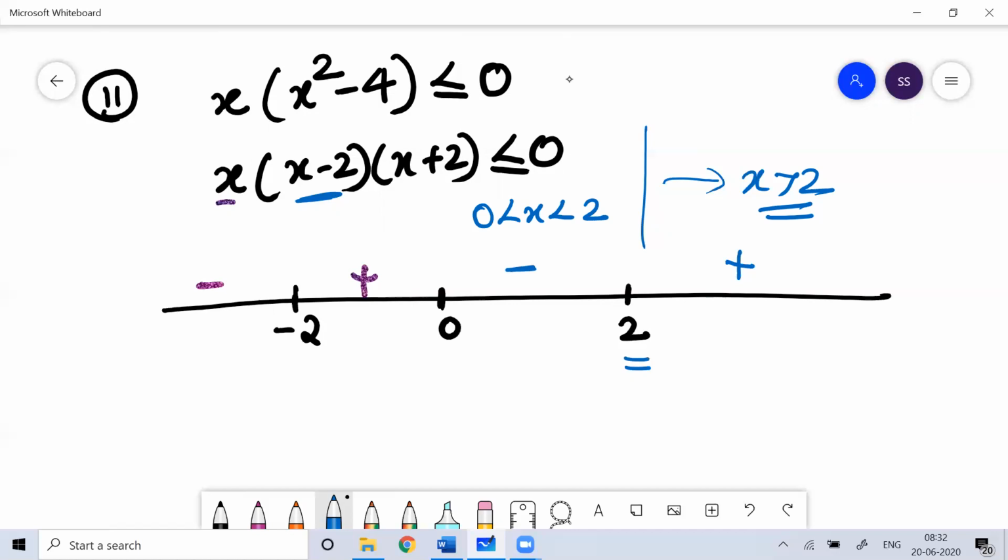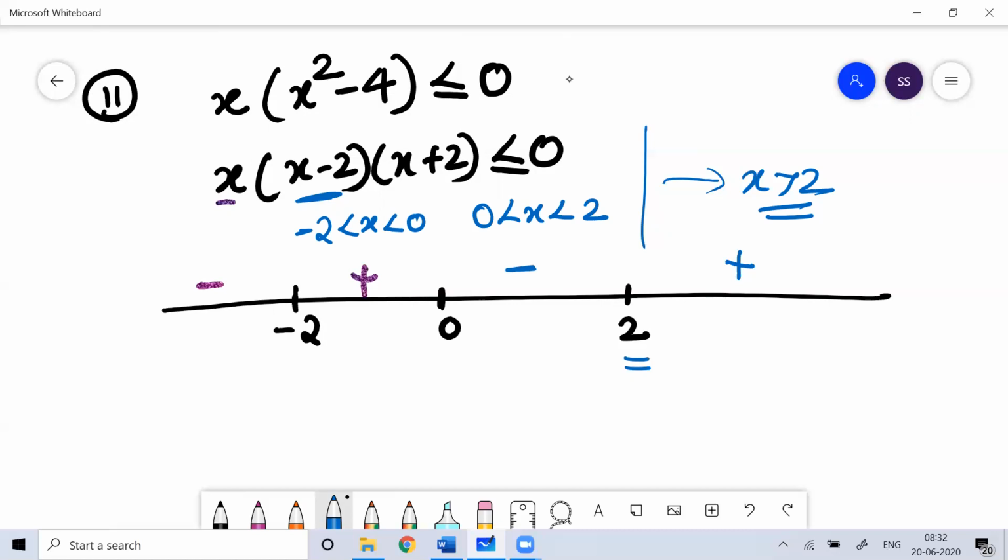Now here you choose any value of x between 0 and -2. If you choose any value of x between 0 and -2, you will get a positive value only. If you want to try, you can try.